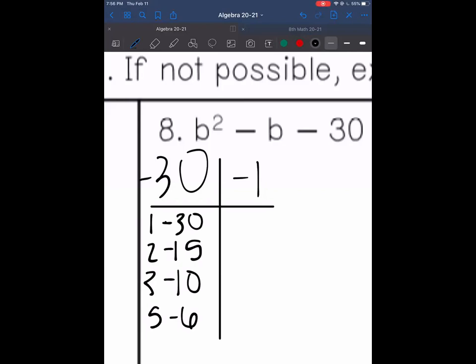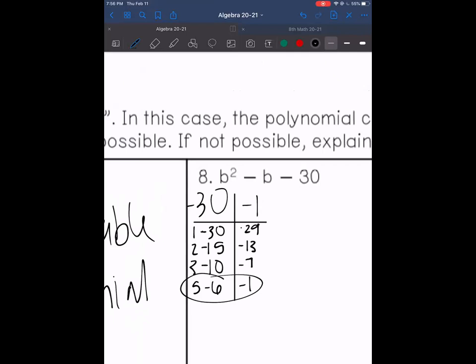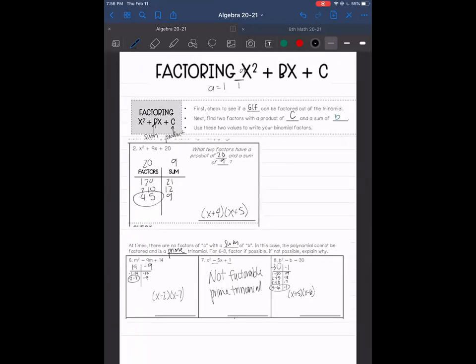So 1 minus 30 is -29, -13, -7, -1. Once again, this is going to be our factors. So we have x plus 5 and x minus 6. Okay, so that is factoring trinomials with a leading coefficient of 1.